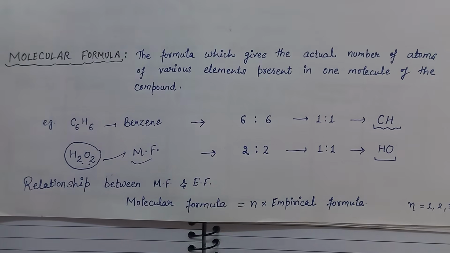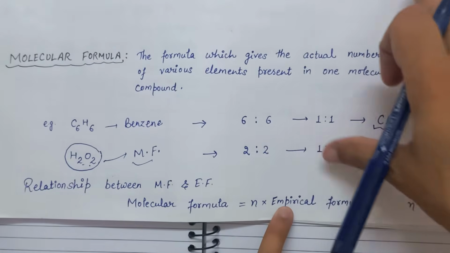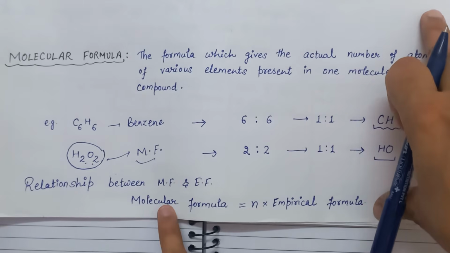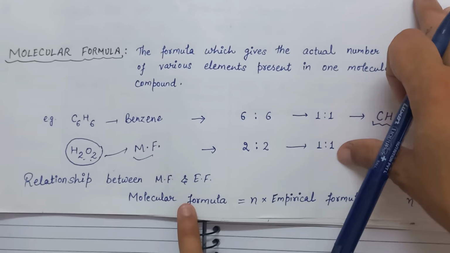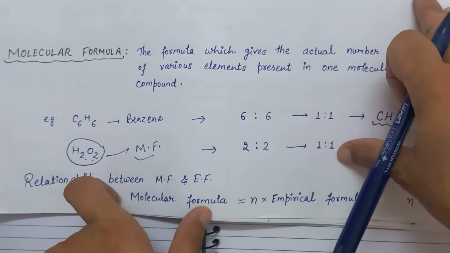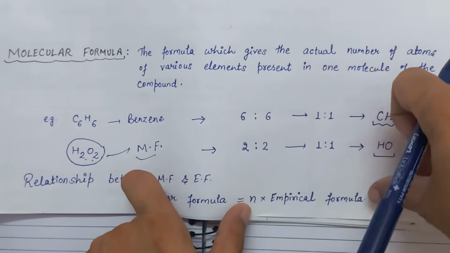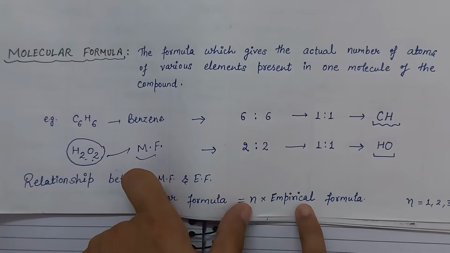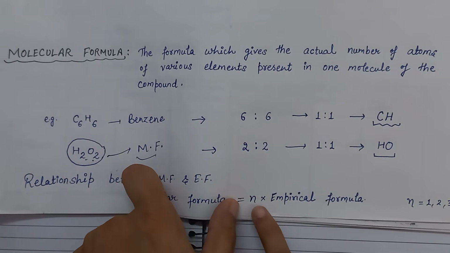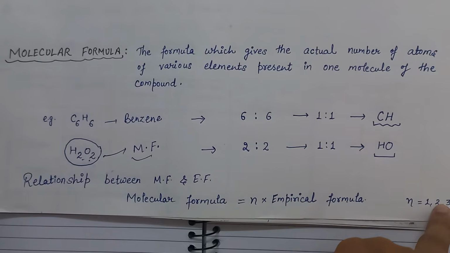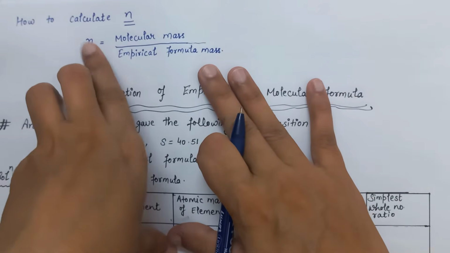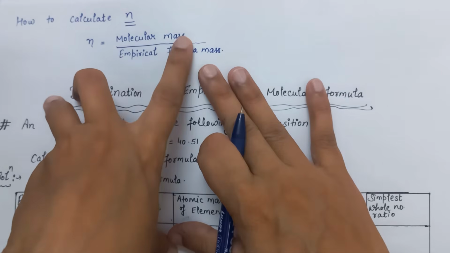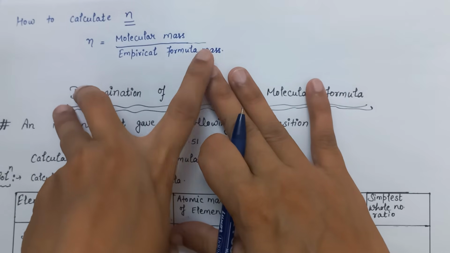The next one, we have to find out the relationship between the molecular formula and the empirical formula. So the molecular formula can be calculated from the empirical formula by multiplying it with an integer n. Here this n can have any value 1, 2, 3 and so on. The value of n can be calculated by this formula. Here n is equal to molecular mass divided by the empirical formula mass.